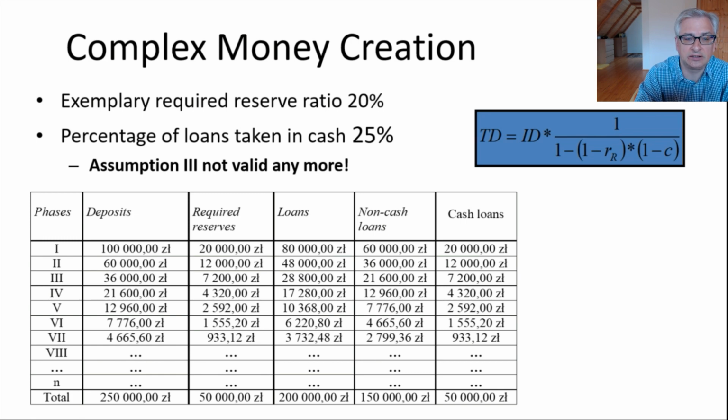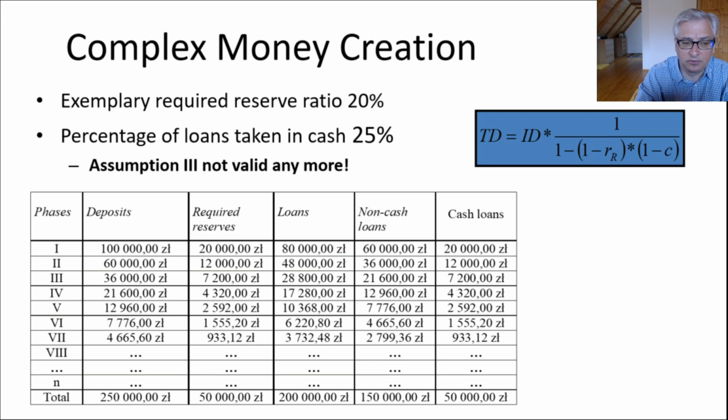Again, we've got our customer who makes the initial deposit of 100,000. So we create the required reserve of 20,000, and that allows us to make loans of 80,000. 3/4 of this amount will be taken as a non-cash loan, 60,000, and 20,000 would be a cash loan. According to our assumption, 25% of 80,000 of loans is taken as cash.